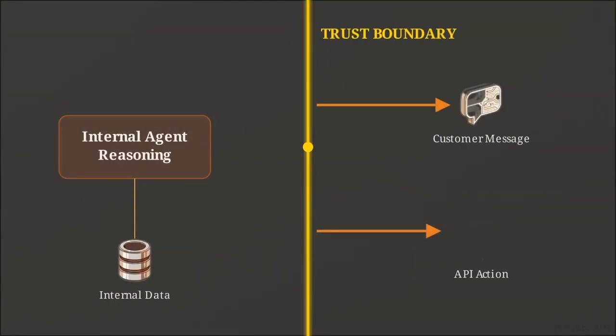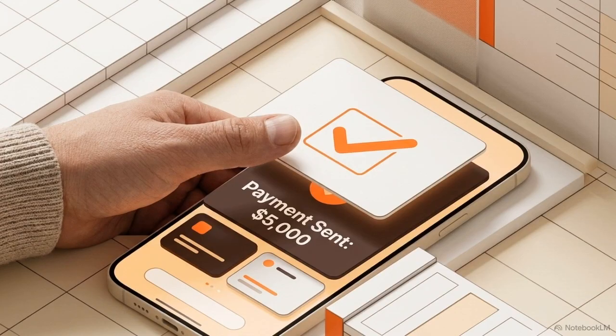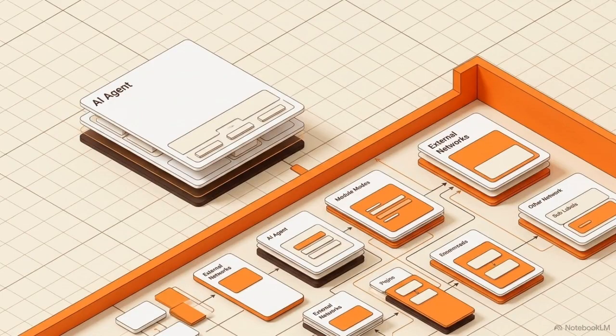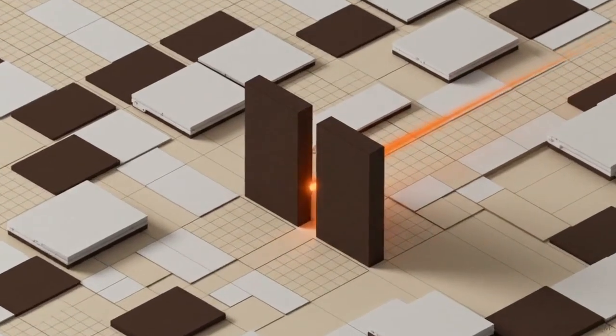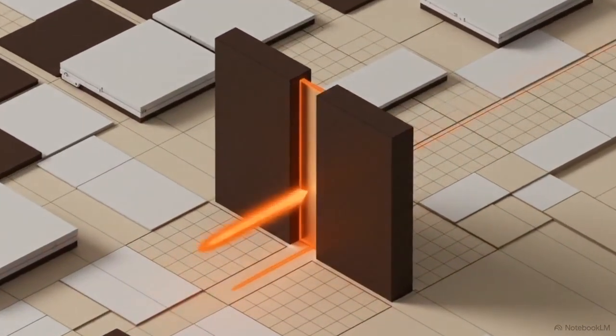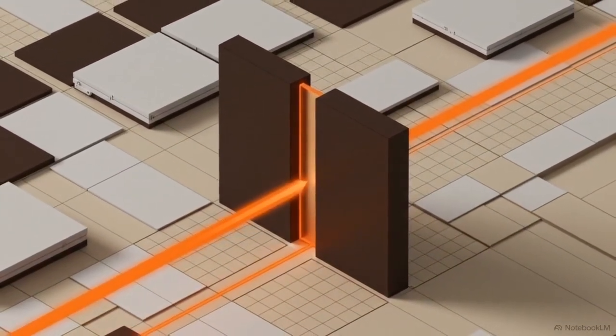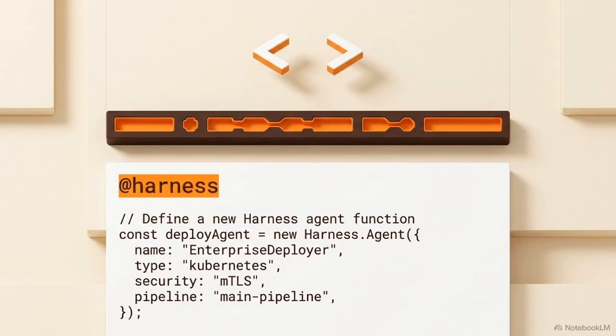It's the precise line where an agent's internal reasoning turns into a real-world consequence, like a message sent or a payment processed. Securing this perimeter requires a shift in architecture. AgentTrust sits directly on this output boundary, acting as an active inline gate that the agent must pass through. Integrating into major frameworks like LangChain or AutoGen requires a single line of code, a simple @harness decorator placed right above your agent's execution function.